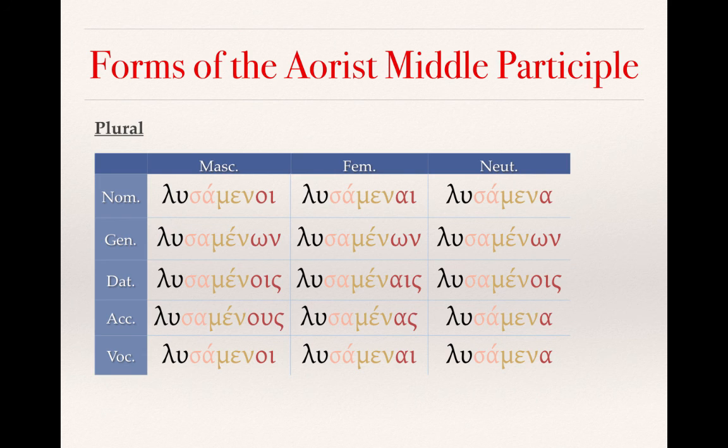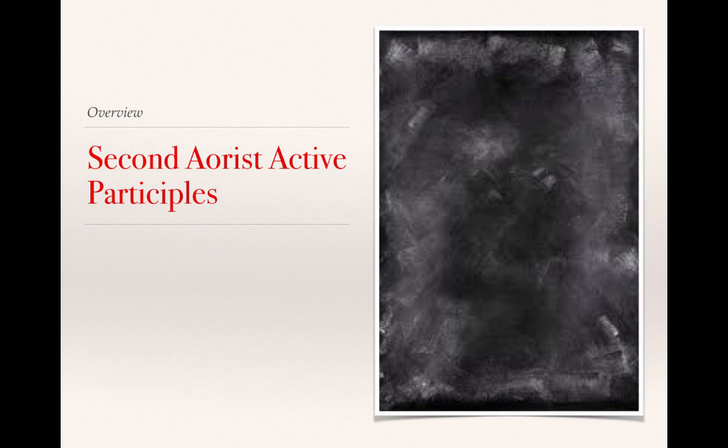They have the sigma alpha infix, the men infix, and then these endings that we've come to recognize with first and second declension nouns. So second aorist active participles are a bit more tricky. Remember, second aorist verbs have no difference in meaning. They are just formed differently than first aorist verbs. And so the endings are identical to those of present participles.